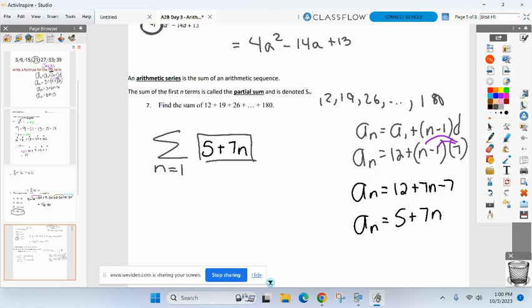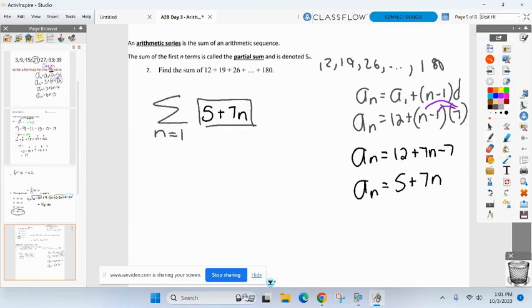I'm missing one value though, aren't I? What do I got to plug in from 1 to, I got to find that top value now. I just can't add up as many terms as I want. It's got to stop at 180. So I need your help figuring out 180 is the what term of this sequence. Is it the 8th, the 9th, the 20th? That's what we need to figure out because that number is going to go up here. Where is 180 in the sequence and how we're going to do it?